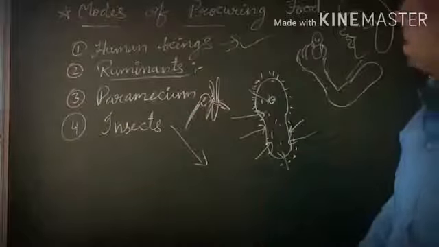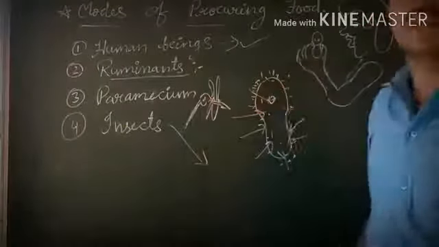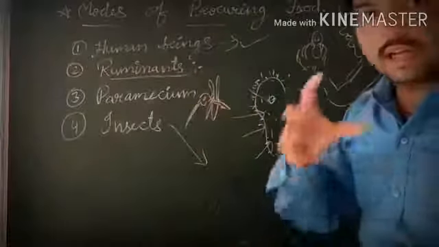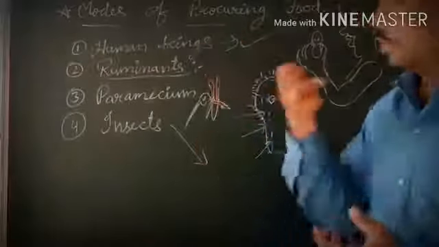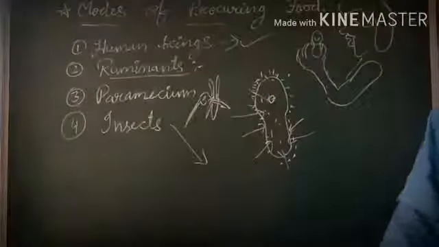So with the help of these, the food procuring mode in insects is this proboscis, this tube. In paramecium, it is the water current. In ruminants, it is directly with the mouth, and in human beings we use our hand and mouth. Okay. Got it?